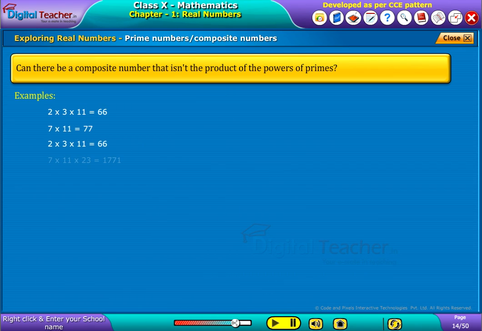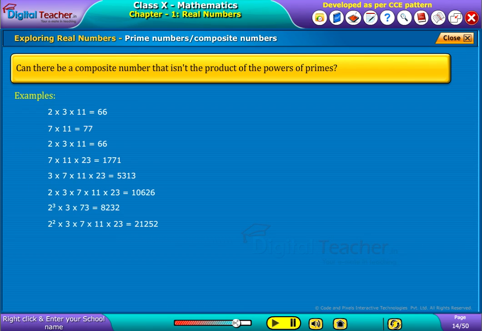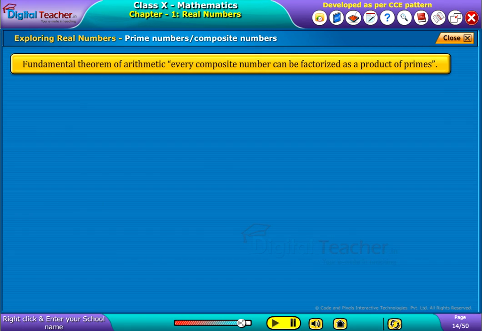If the numbers taken have all the possible primes, what would be the size of the collection? Will it contain only a finite number of primes or infinitely many? It is infinitely many. Therefore, if we multiply all these primes in every possible way, it produces an infinite collection of composite numbers.